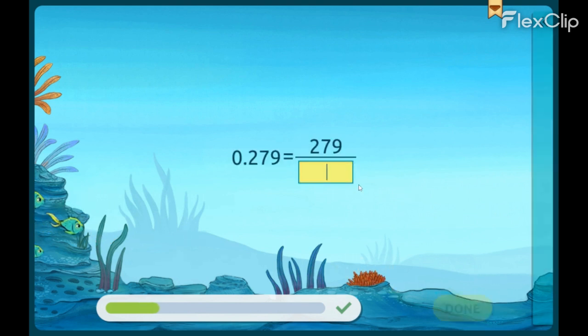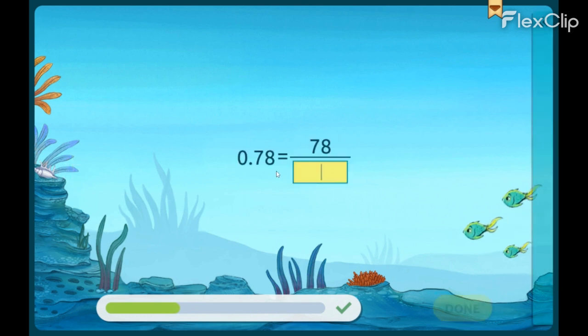Next, again, we have to figure out the denominator. Is it going to be 10, 100, or 1000? Let's count the number of digits after the decimal point. 1, 2, 3. The tens, the hundreds, and the thousands. 1000 has 3 zeros, and we have 3 seats being taken by different digits. That's correct. 279 divided by 1000.